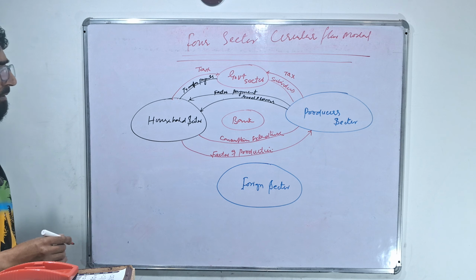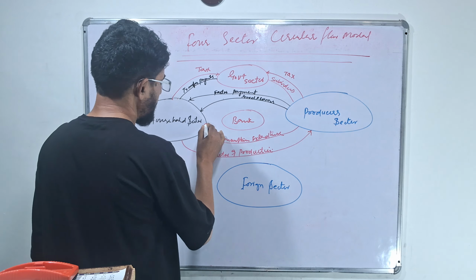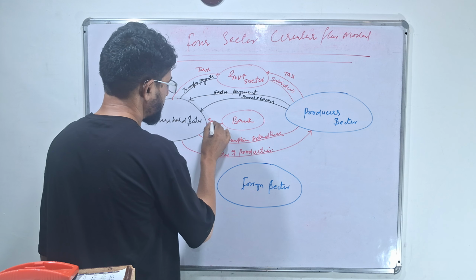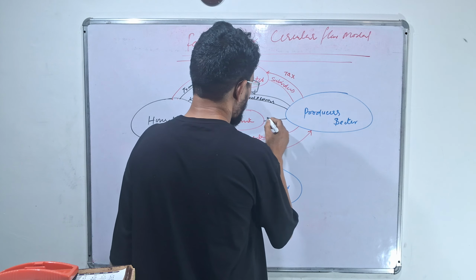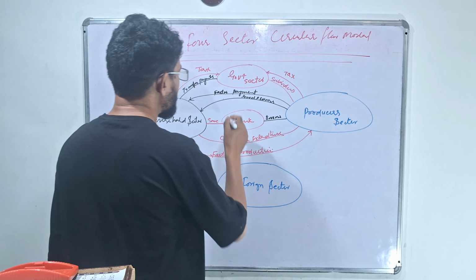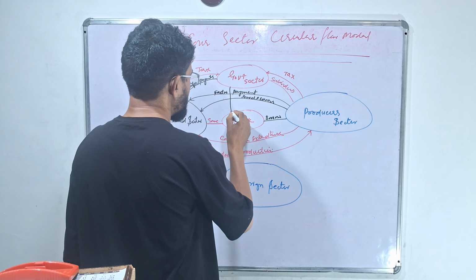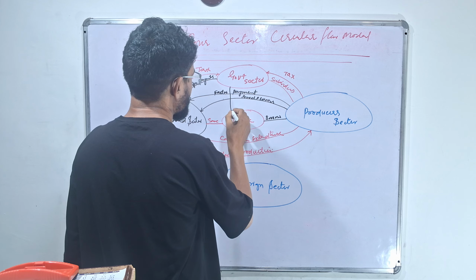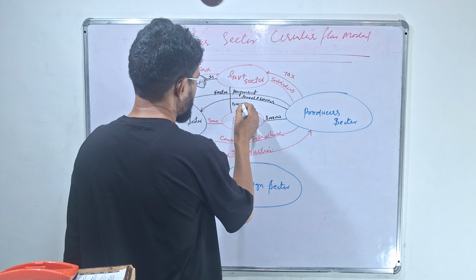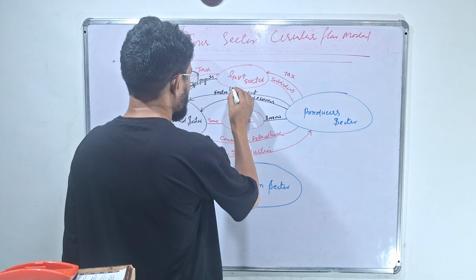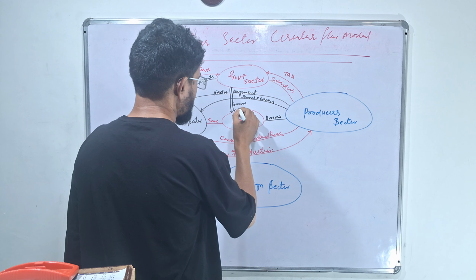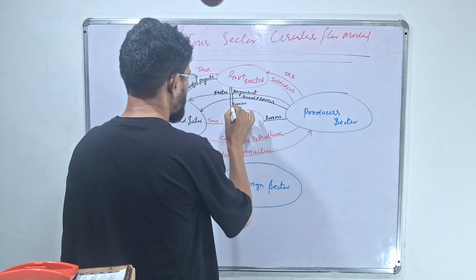Now today we will see one more relationship: the household sector saves in the bank. Similarly, the producer sector borrows from the bank for investment purposes. The government sector also borrows from the bank, and the government sector also saves in the bank. Borrows and saves in the bank.